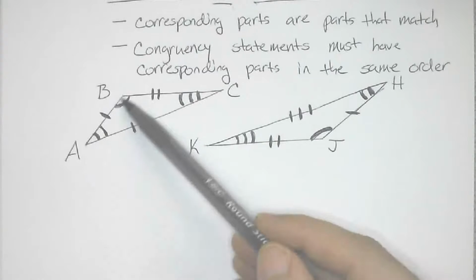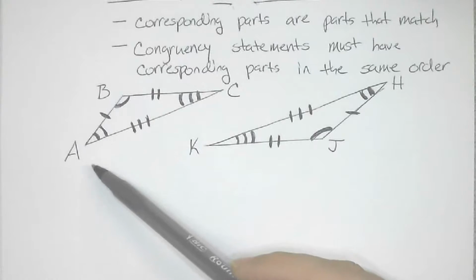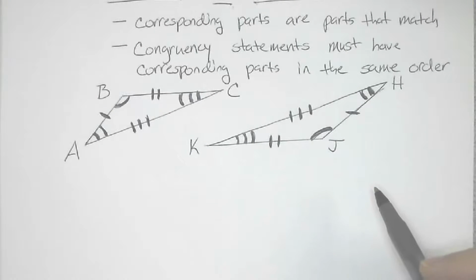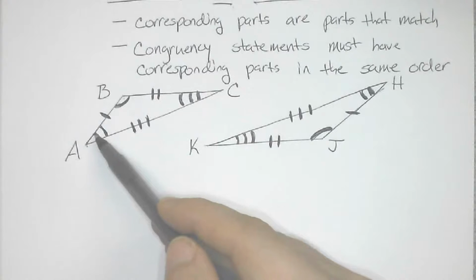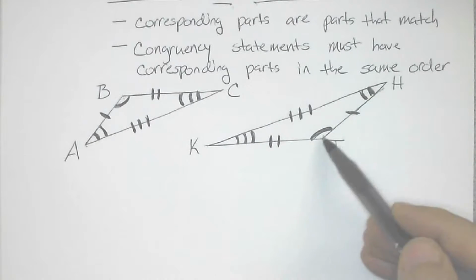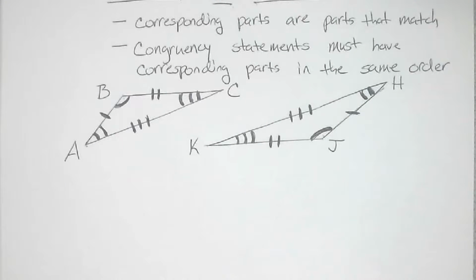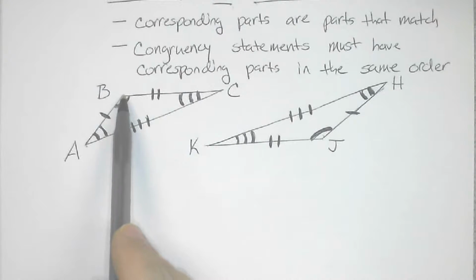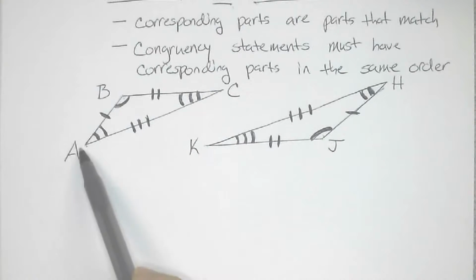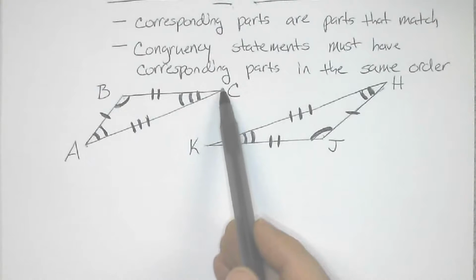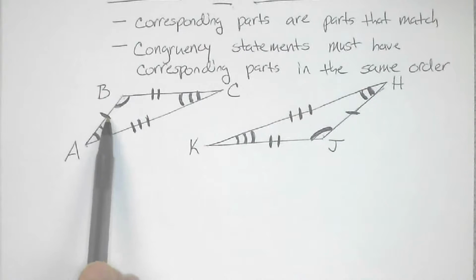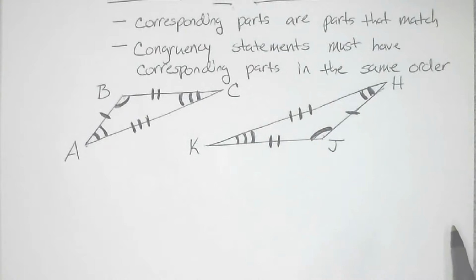We also have corresponding sides. AB corresponds with HJ. Notice the order I said those in. AB, two arcs to one arc. HJ, two arcs to one arc. I'm saying them in the same order that they correspond with. BC corresponds to JK, and AC corresponds to HK. So definitely make sure that you pay attention to the marks. They'll let you know what corresponds.